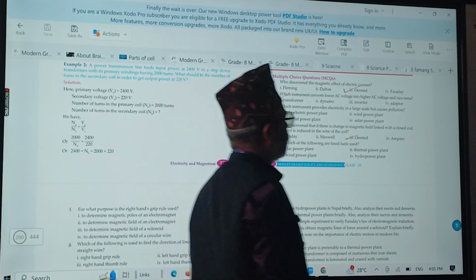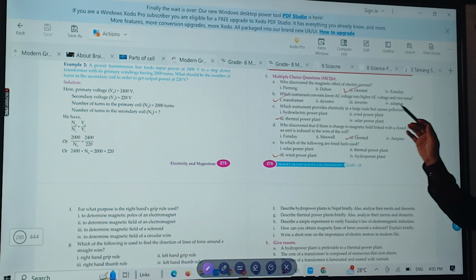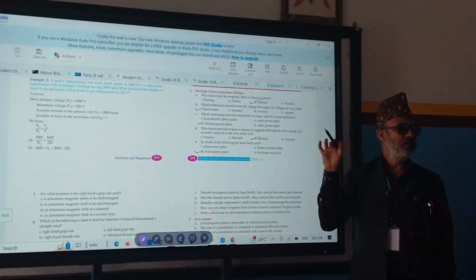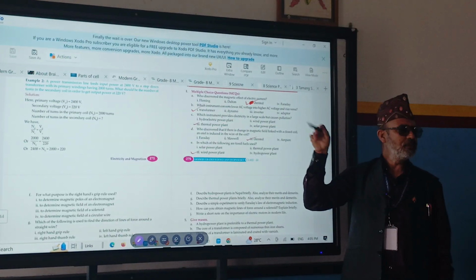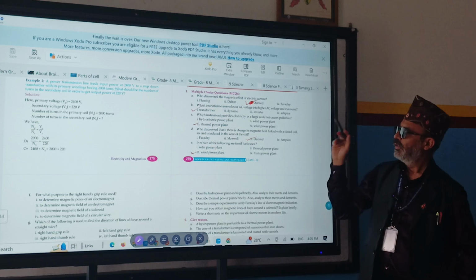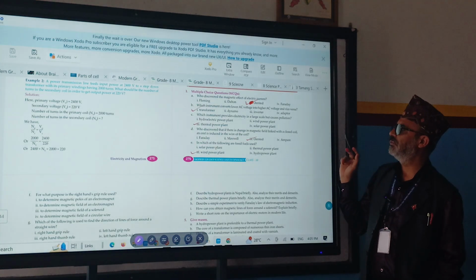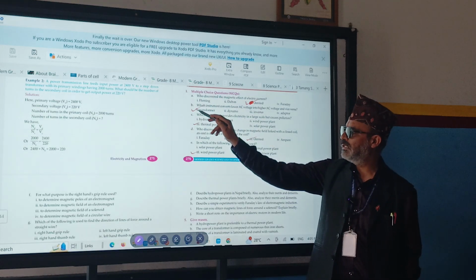Okay, let's check whether right or wrong. Read question number A. Who discovered the magnetic effect of electric current? Who discovered? Oersted. That's right. This is correct. If it is circled, means it is right, right? Number B. Which instrument converts lower AC voltage into higher AC voltage and vice versa? What is the answer? Transformer. I think it is right, right?